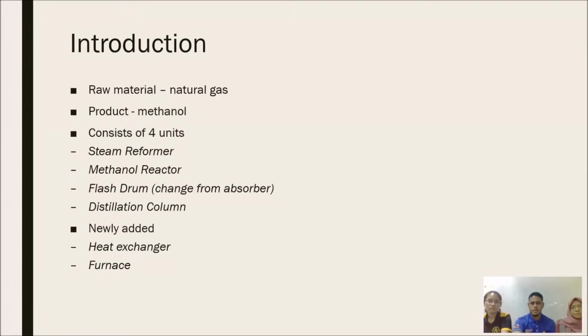In the introduction, for raw material, we should use methane in the beginning, but it is highly costly and very expensive, so we prefer natural gas, which has a high composition of methane. And our product is methanol. In our plant design, we consist of 4 units, which are steam reformer, methanol reactor, flash drum, and distillation column. And our newly added units are heat exchanger and furnace.